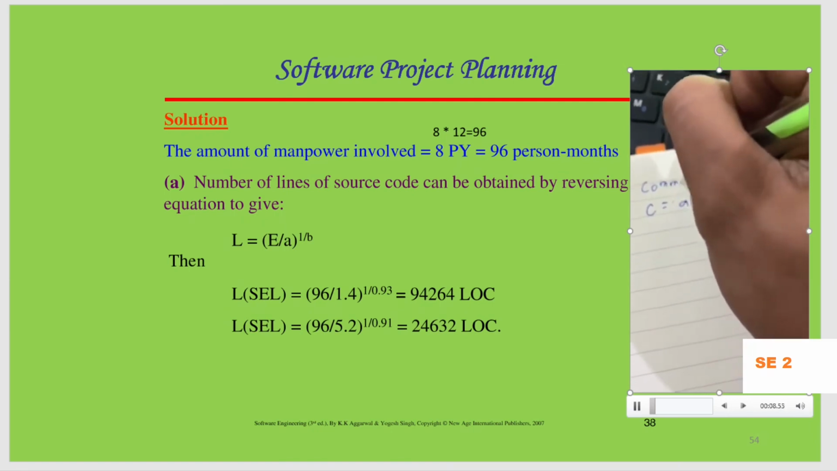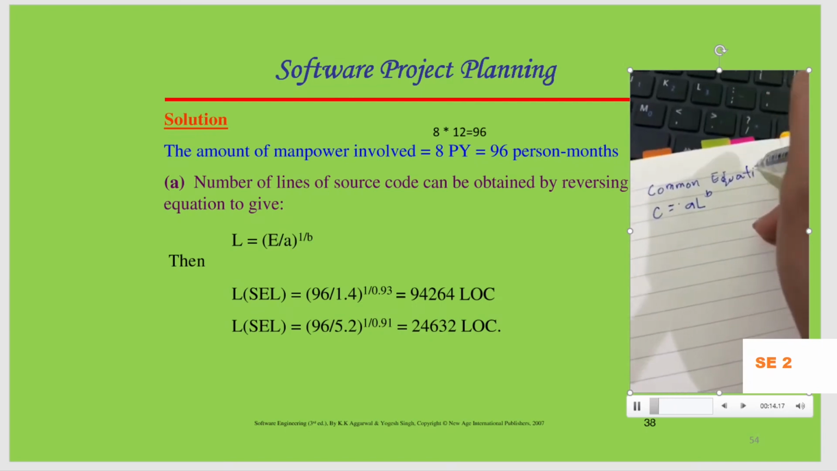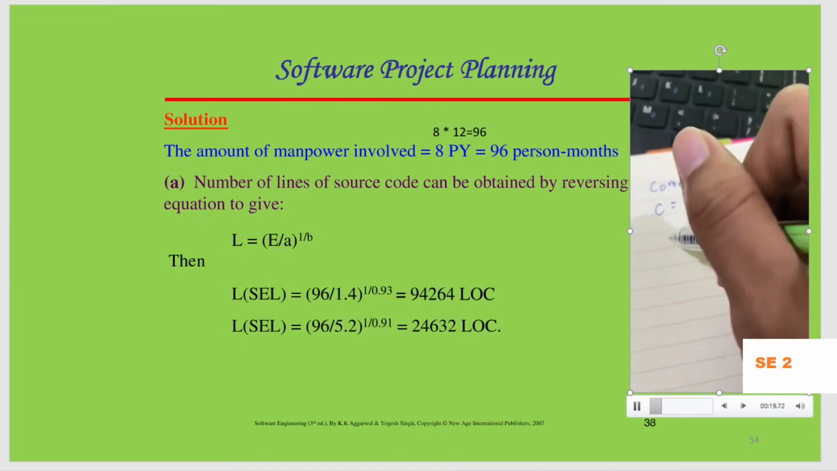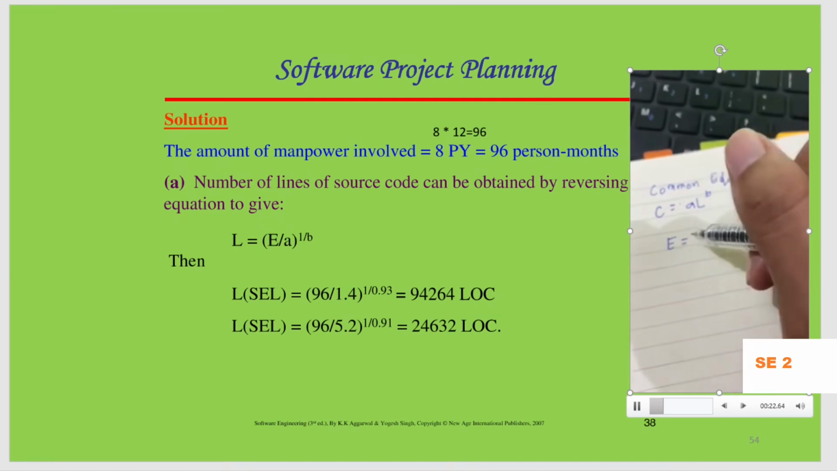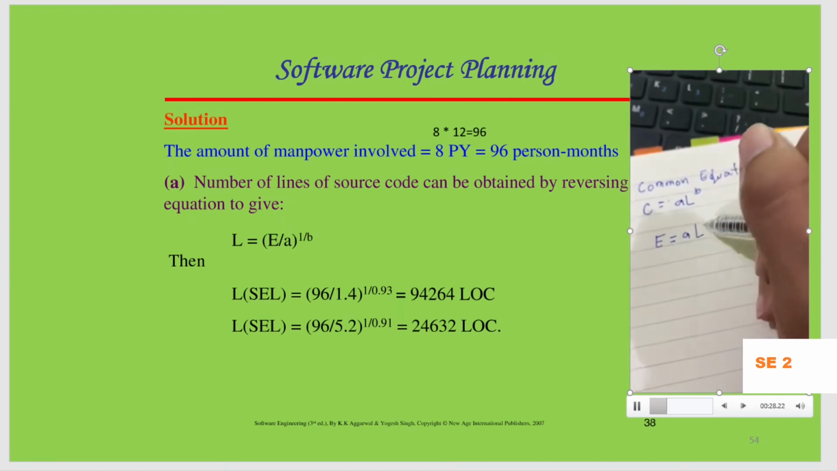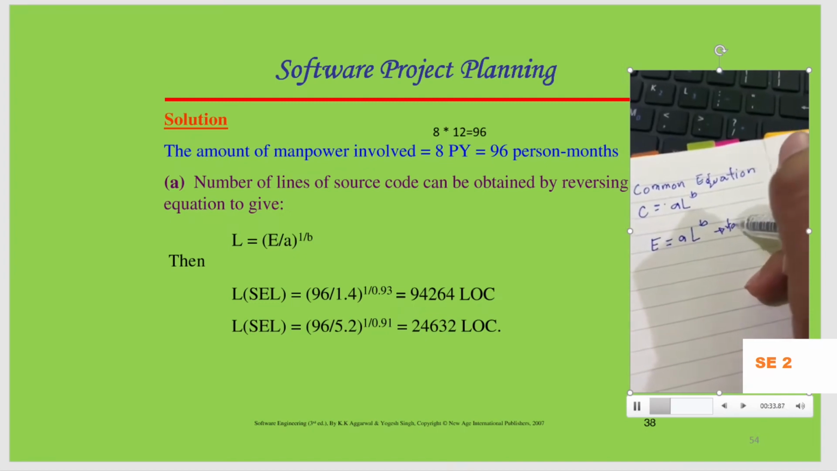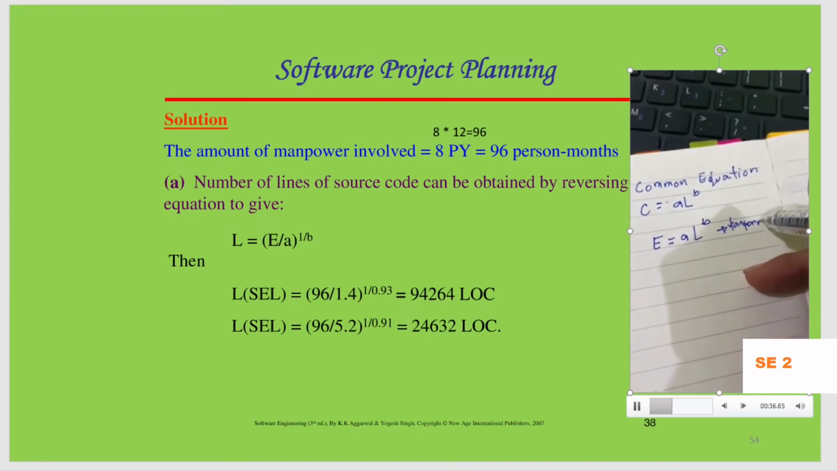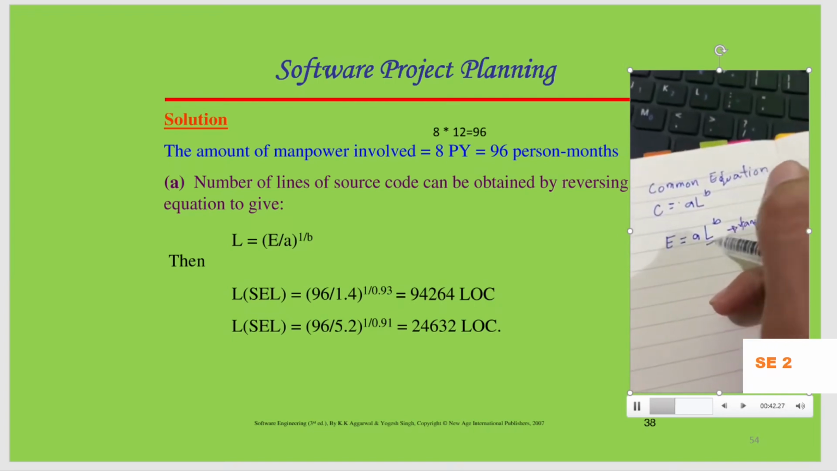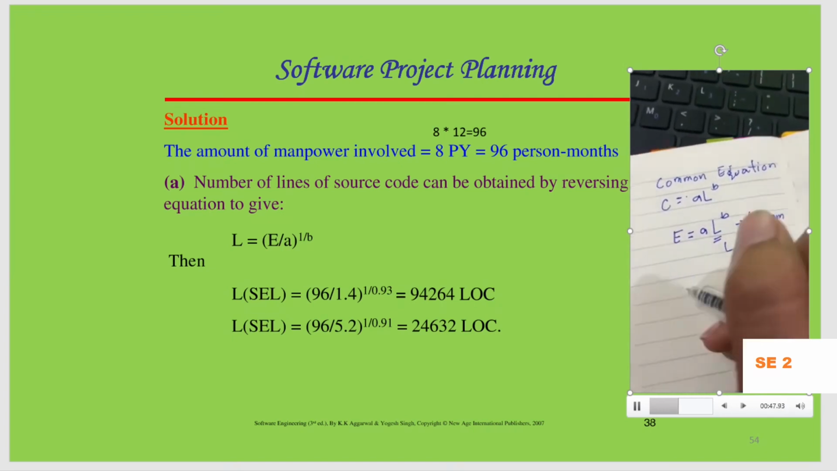So this is how we transform the formula for the common equation. We see here that E equals A times L raised to B. So we're going to use now the common equation, which means the effort is equal to A L raised to B. Now we transform our formula because we want to get the L. So the L is what we're going to solve for.